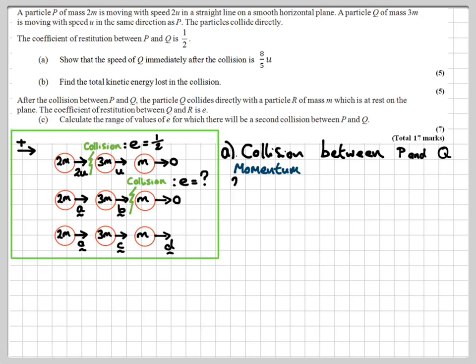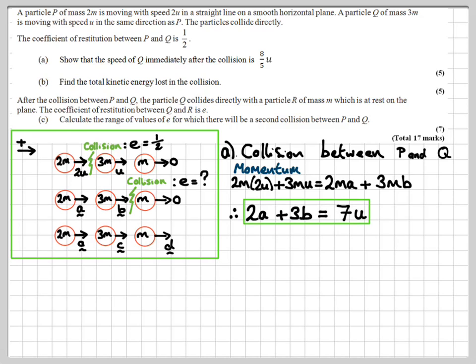So we look at the collision between p and q. First of all, just put in the information for the momentum. It will look like this: momentum before is equal to momentum after. A little bit of simplification leads me to a nice neat equation that 2a plus 3b is equal to 7u.